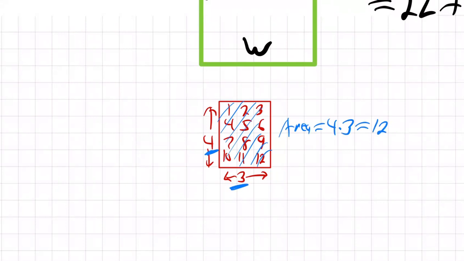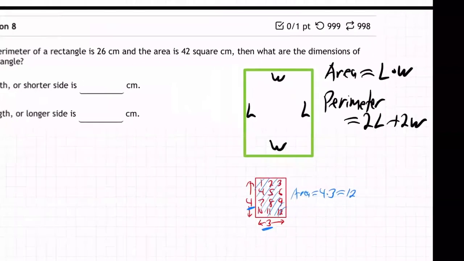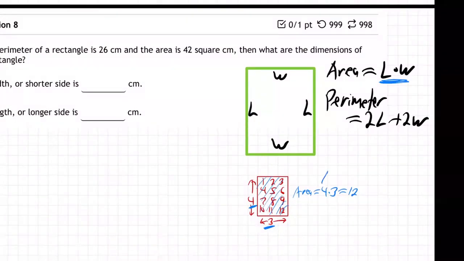That's right. So that's why the area formula is just length times width. It's just one side times the other, right? This is length. This is width.